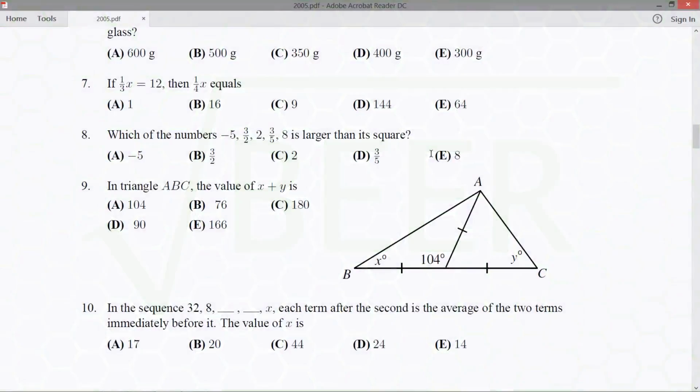As we continue our look at the 2005 Pascal paper, we're on question number 8. Which of the numbers, -5, 3/2, 2, 3/5, 8, is larger than its square? Okay, so this is a question that you could easily bash out if you got a calculator, but you can be a little faster if you understand some of the theory of how numbers work when they're squared.